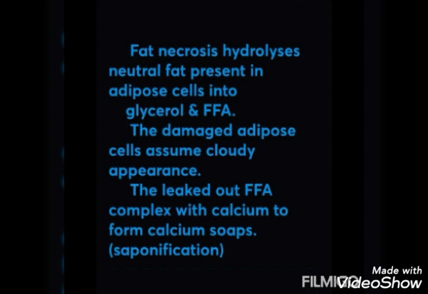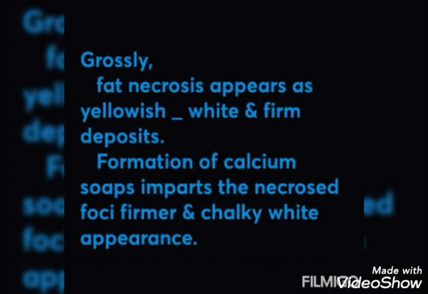So, in fat necrosis, the important complex formed is calcium soaps. In gross appearance, fat necrosis appears as yellowish white and firm deposits. Formation of calcium soaps makes the necrosed foci firmer with a chalky white appearance. So in gross appearance, a chalky white appearance is present.